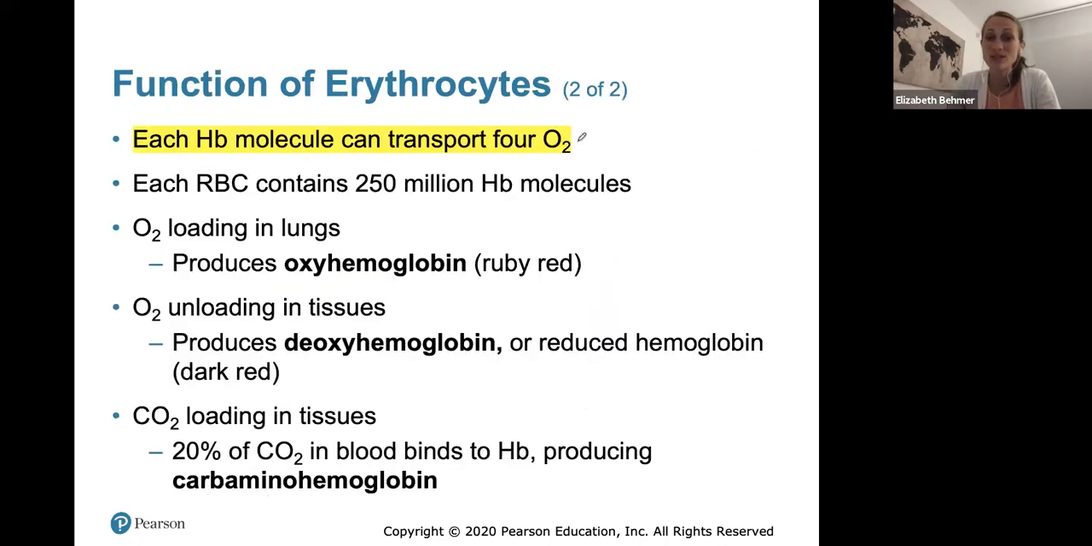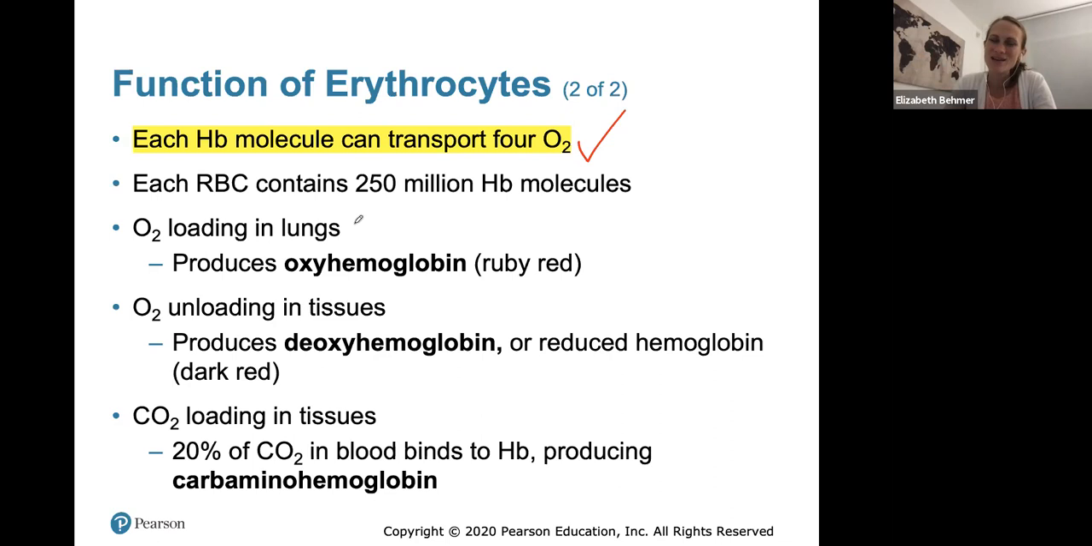So this is what you do need to know. Each hemoglobin molecule can transport 4 oxygen molecules, and each red blood cell contains 250 million hemoglobin molecules. So let's do a little math here. Then one red blood cell can transport, what is that? 1 trillion oxygen molecules. And that's just one red blood cell can transport 1 trillion oxygen molecules.